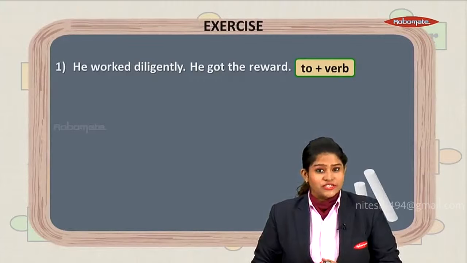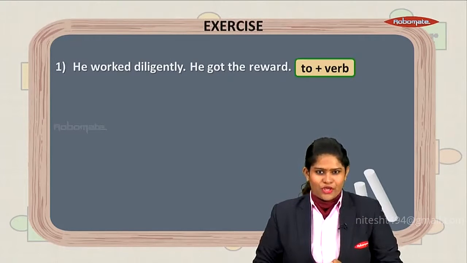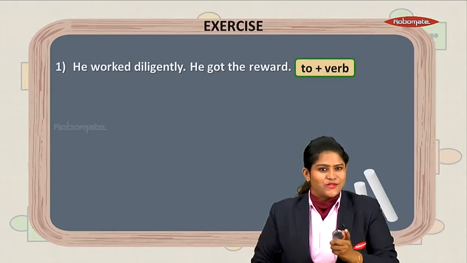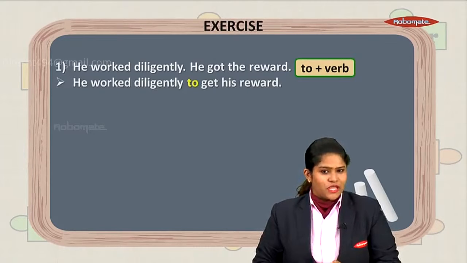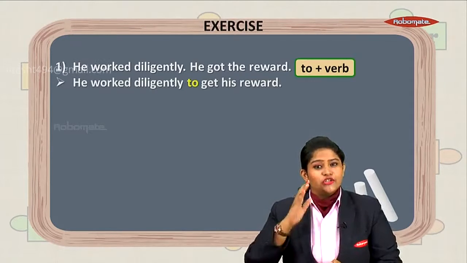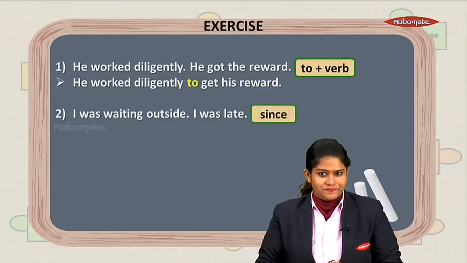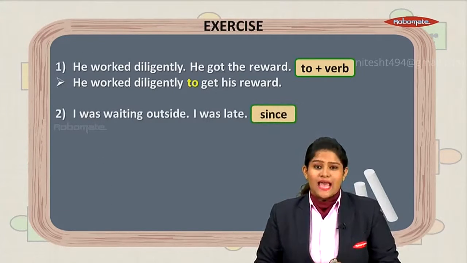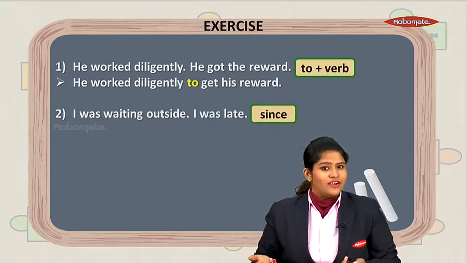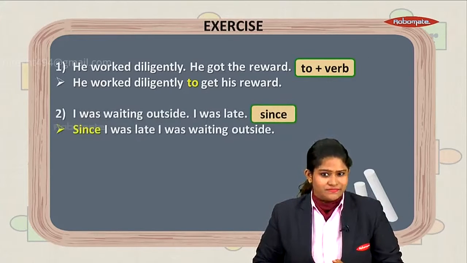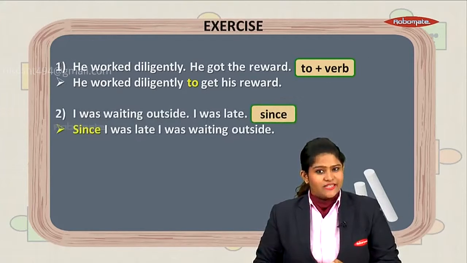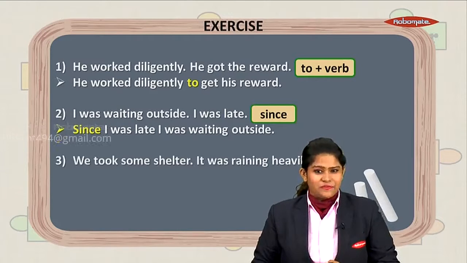He worked diligently. He got the reward. So here I could use to plus a verb to join the sentence. He worked diligently to get his reward. To plus get, that's the verb. I was waiting outside. I was late. So here I am again giving a reason. Since I was late, I was waiting outside.